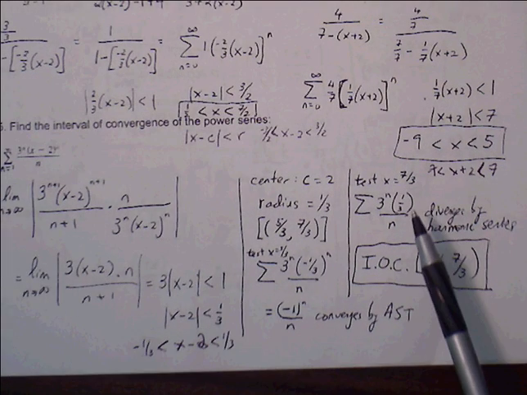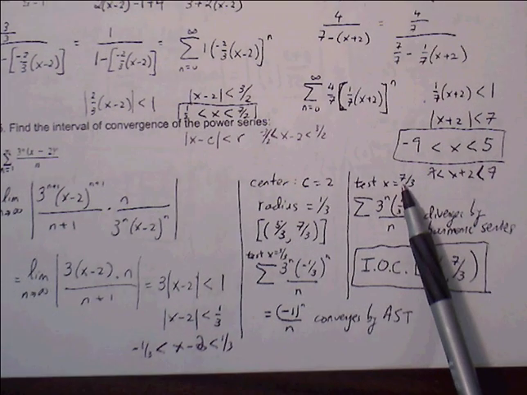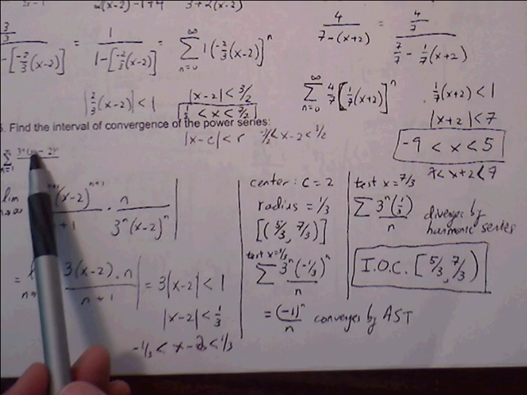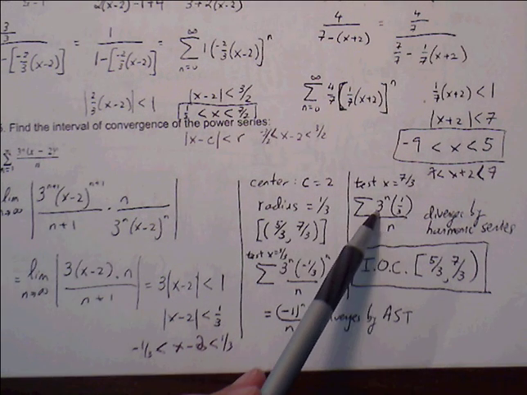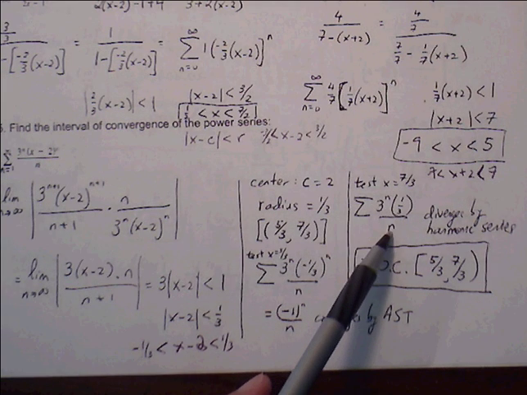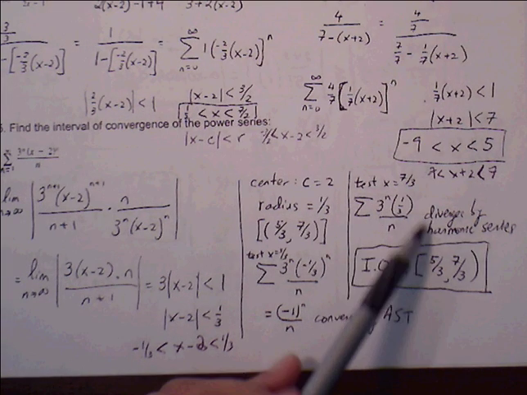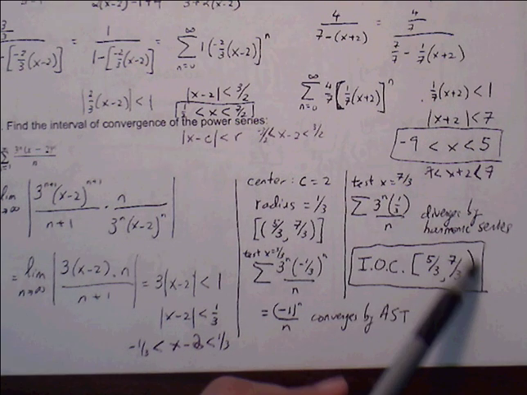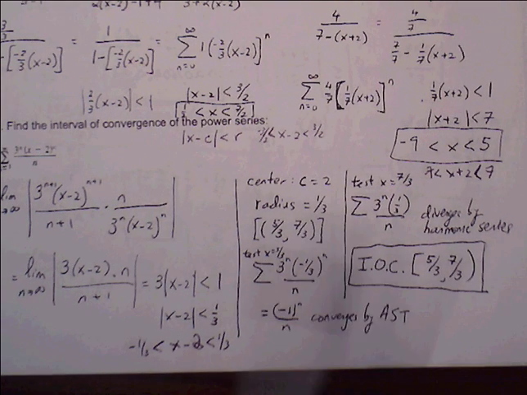If we then test the other endpoint, which is 7/3, plug 7/3 in for x. 7/3 minus 2 will give us 1/3. And then if we cancel this out, we're left with 1 to the n over n. 1 to the n over n is essentially 1 over n, which is the harmonic series, which we know diverges. So we know that at 7/3, it will be a parenthesis.